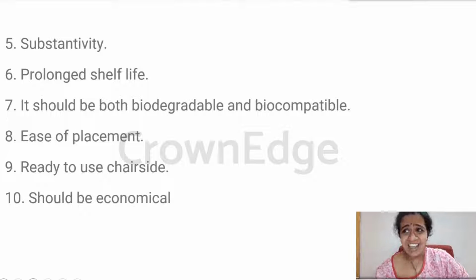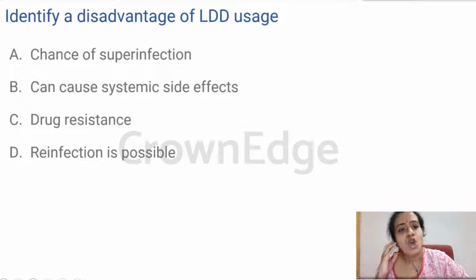And finally, easy for us to use, easy to place and prepare chairside if we need any preparation. And finally, economical. So these are the major indications, contraindications, and ideal requirements of what constitutes a local drug delivery system. So moving on to the next question.